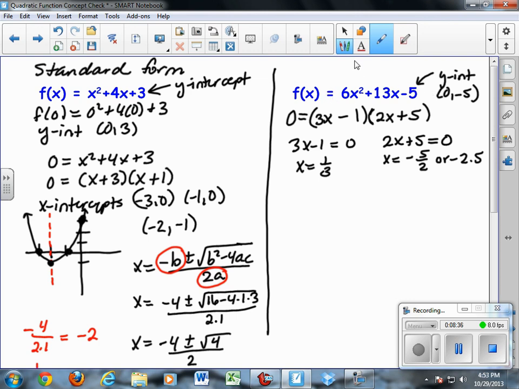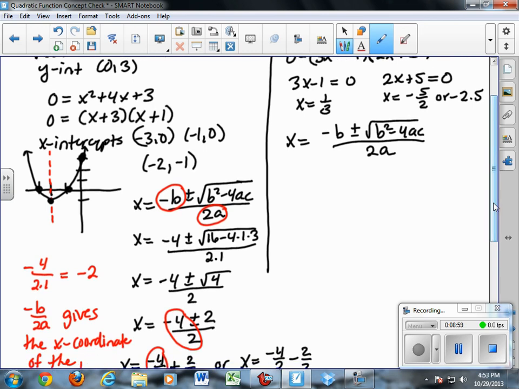Remember, I could just do negative b over 2a, because think about my quadratic formula. Let me split this up again. x equals negative b plus or minus the square root of b squared minus 4ac all over 2a. Hope that sticks in your mind forever. Now I could split that up and say x equals negative b over 2a plus or minus the square root of b squared minus 4ac all over 2a.